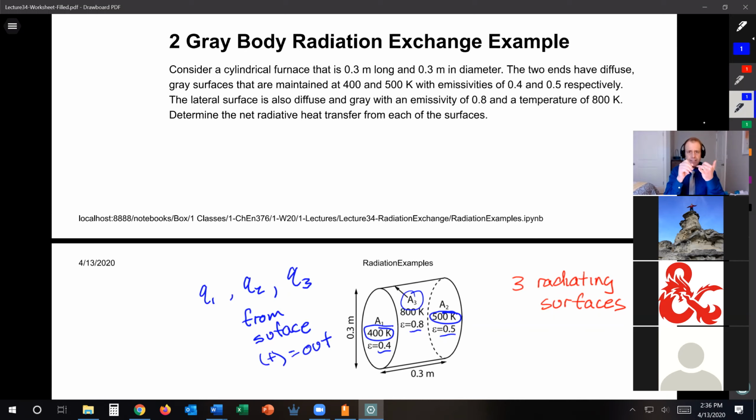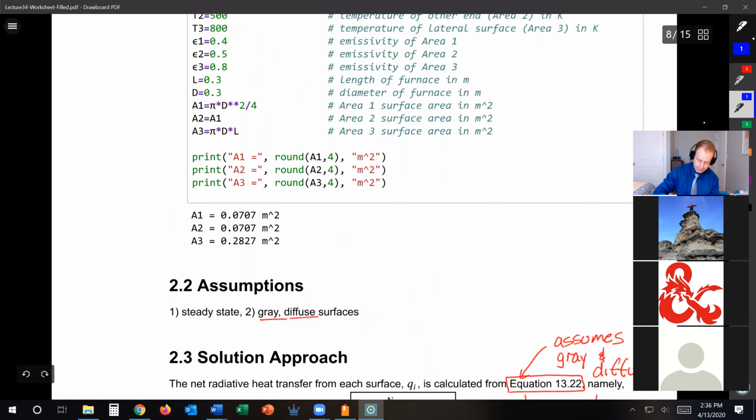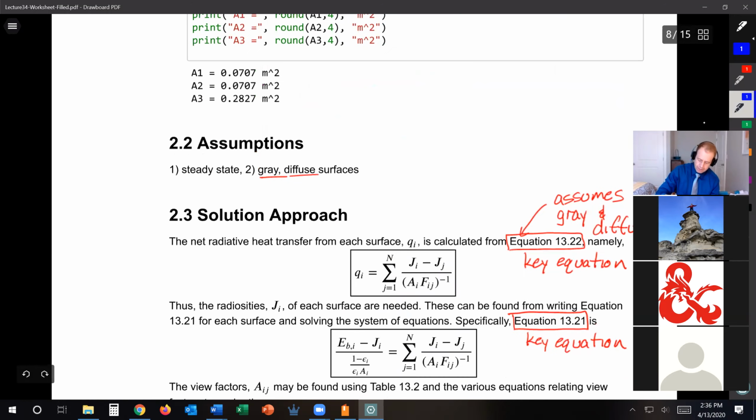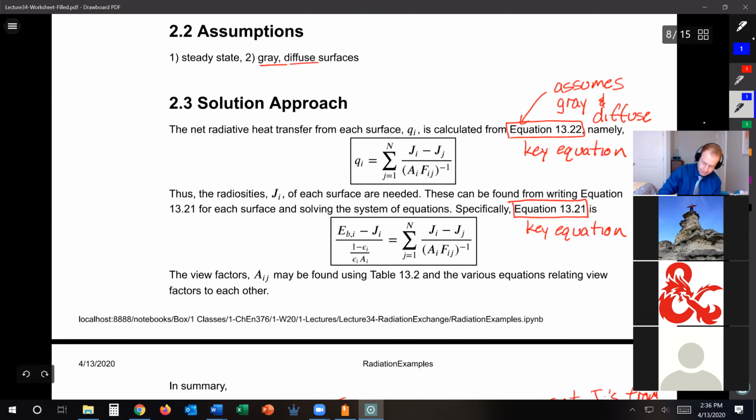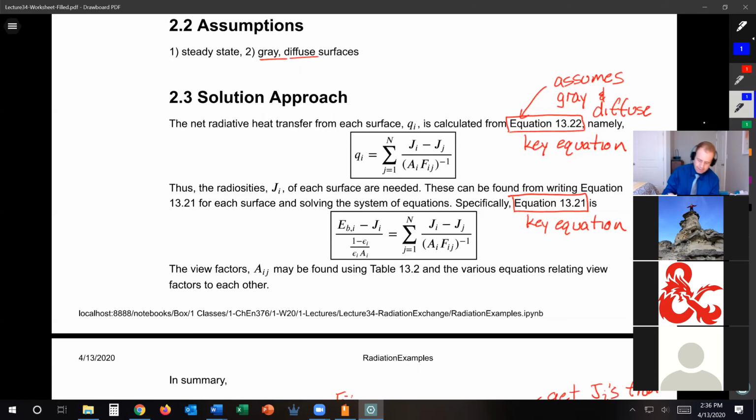So I'm going to follow this little recipe. I'm going to calculate view factors. I'm going to write the 3 equations, 3 unknowns to get the J's, and then I'm going to use those J's to get the q's. And I've been very deliberate when I'm doing these examples to tell you what equations are which. So I've replicated them here. This is ultimately what I'm looking for, Q. That's equation 13.22.